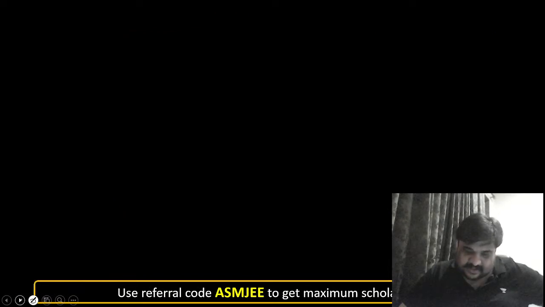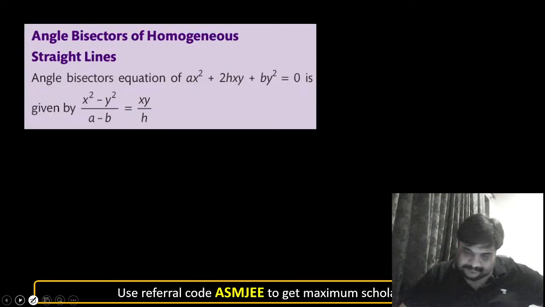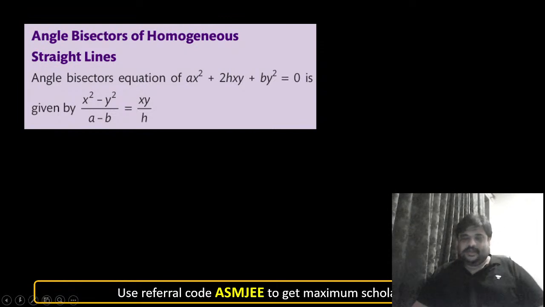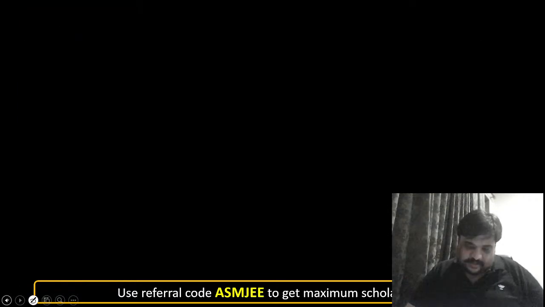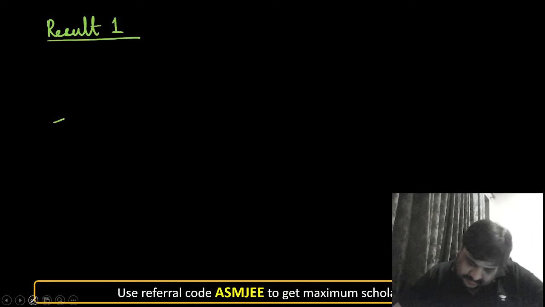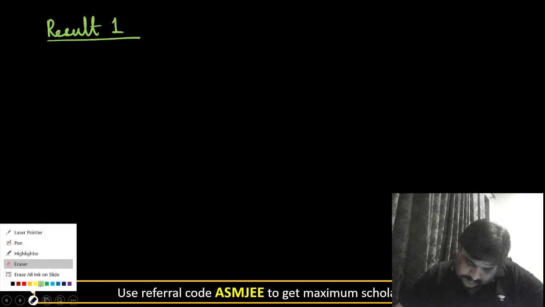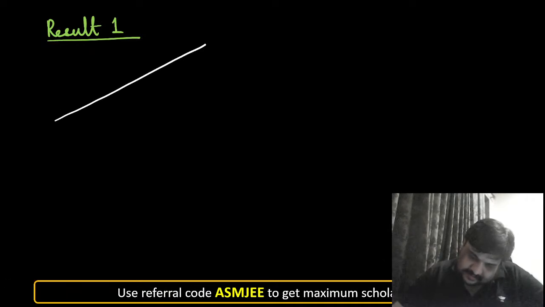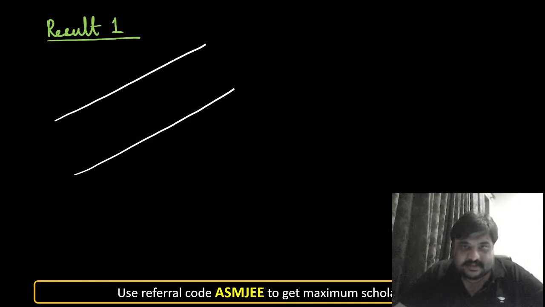Okay. Now try this one. Okay, there are two results that I don't want you to derive, just remember them. These are two important results. Result number one. Suppose you have two parallel lines. Pair of parallel lines.